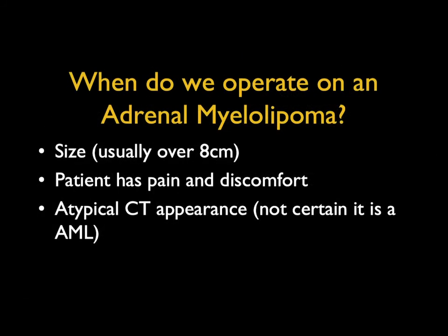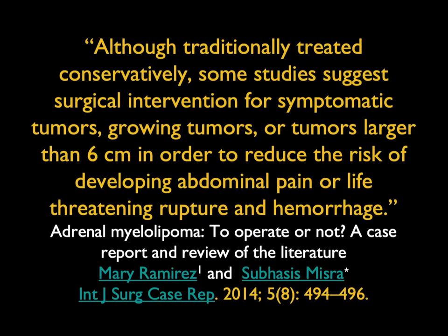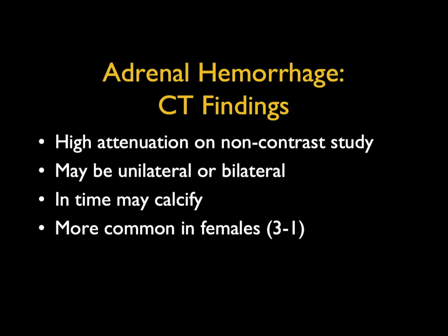And if I look at the literature, which I did, when do we operate? Some people say 8 cm, some people say 7, some people say 5. Anybody with pain or discomfort, and an atypical appearance where you can't be certain of the diagnosis. And in those cases, you would do it laparoscopically. Okay? Very, very straightforward how it would be done. Now, I mentioned hemorrhage, and you can see hemorrhage in these cases, which is why the patient may present with pain. But hemorrhage is a very interesting topic. So let's take a break here and come right back, and let's talk about hemorrhage.